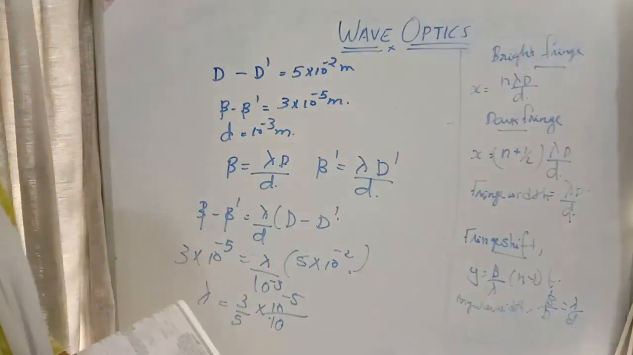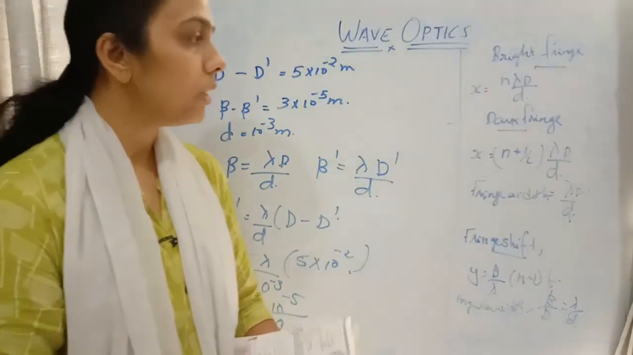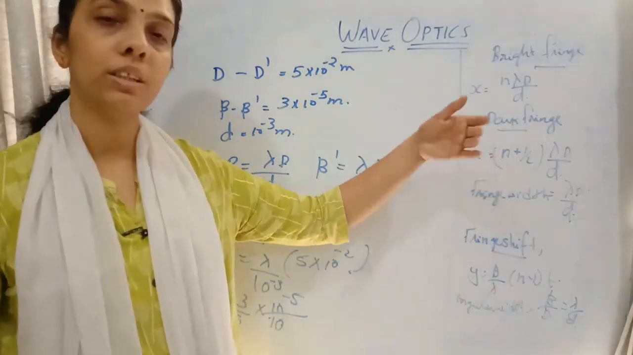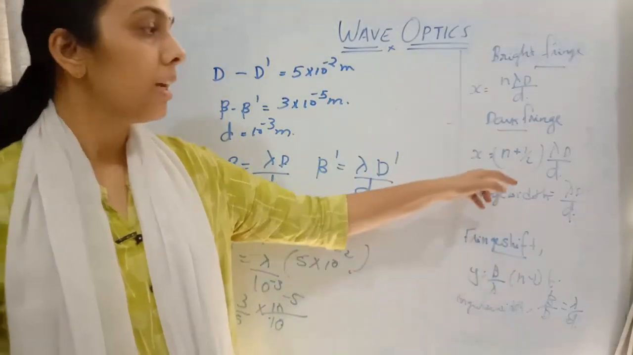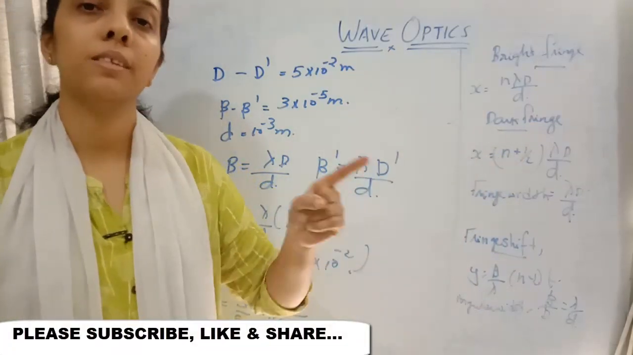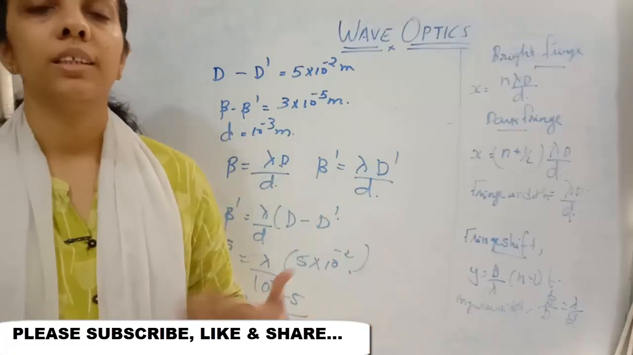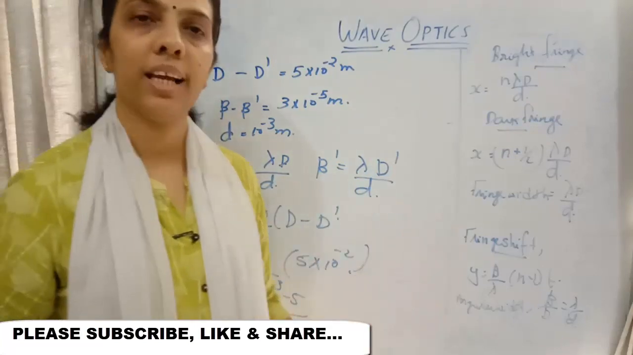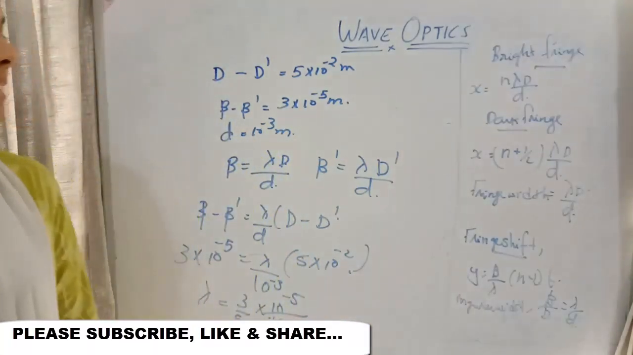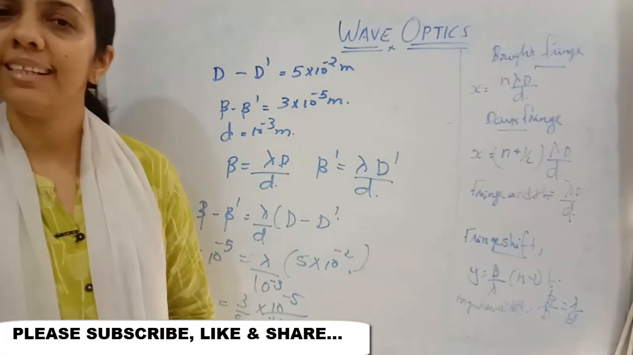Clear, children? Such kinds of questions are easy for you, and only one thing you should remember: when the second dark fringe or third dark fringe is asked, for the first dark fringe n is equal to 0, the second dark fringe will be n is equal to 1, the third dark fringe n is equal to 2. Like that you should do. Clear, children? So these are some of the important questions from Young's double slit experiment.